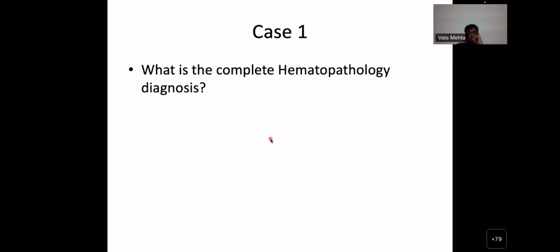Now, what is our final hematopathology diagnosis, Aishwarya? This is a case of CMML, well, with NPM1 mutation. NPM1 mutation, but in a CMML, can a CMML case have NPM1 mutation? No, it can never have.